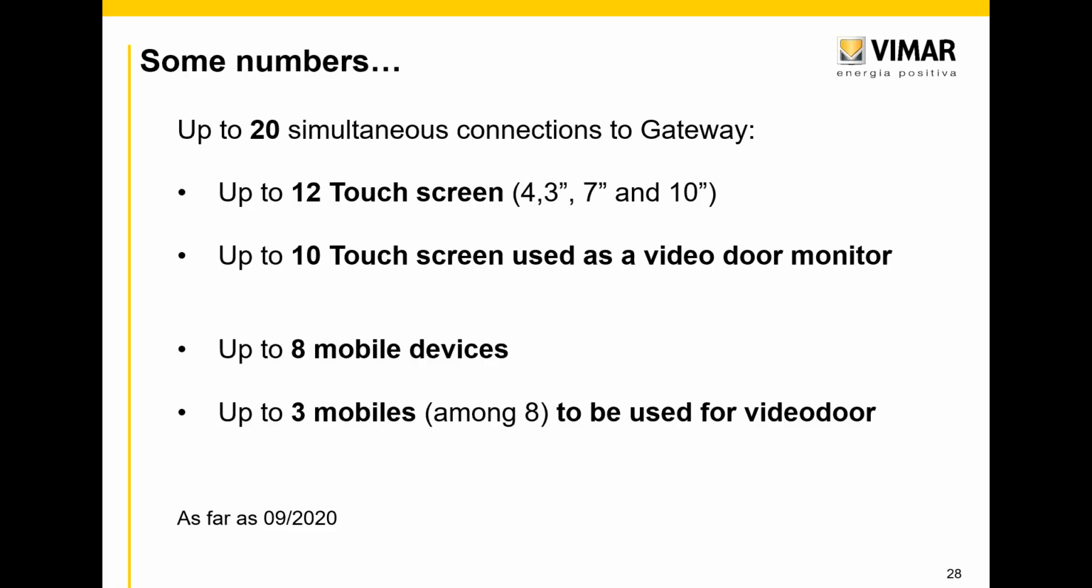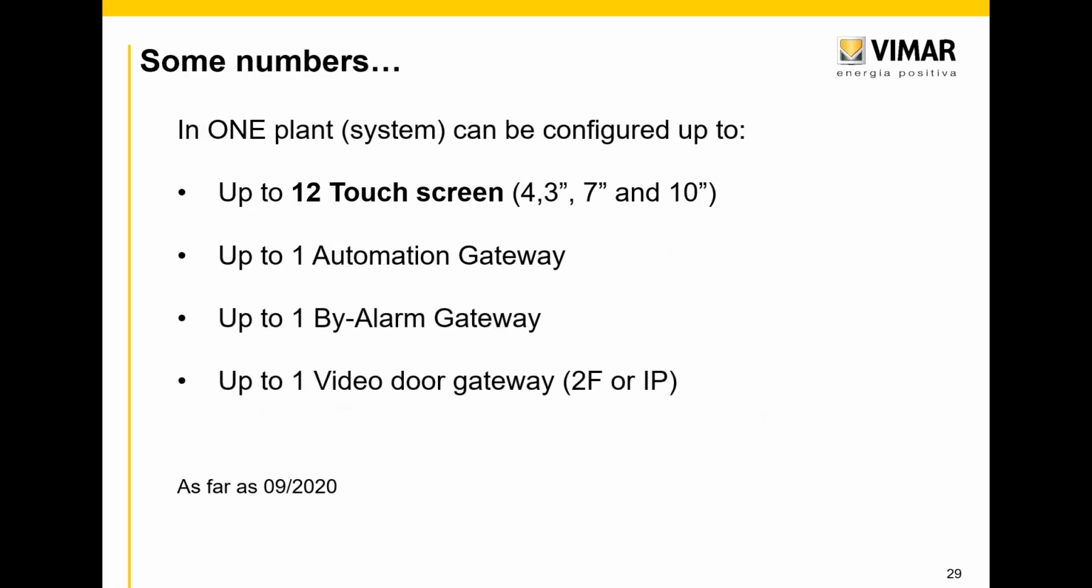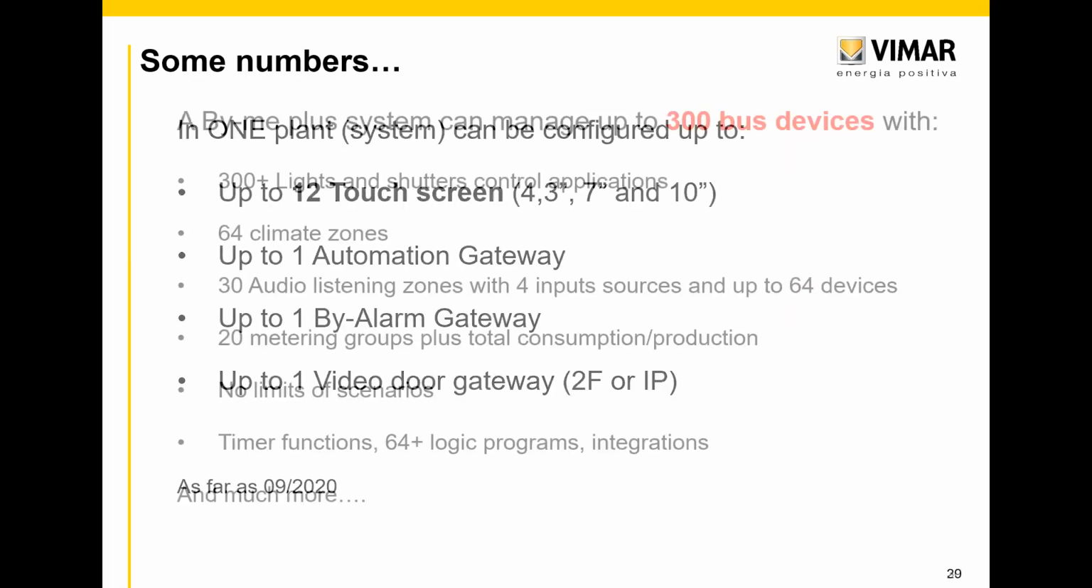And up to 8 mobiles. Up to 3 mobiles among the 8 can be used to receive the video door entry system calls, so the redirections. In one system, in one plant, we can add up to 12 touchscreens, one automation gateway, one by alarm gateway for the alarm system, and one video gateway for the video door entry system.